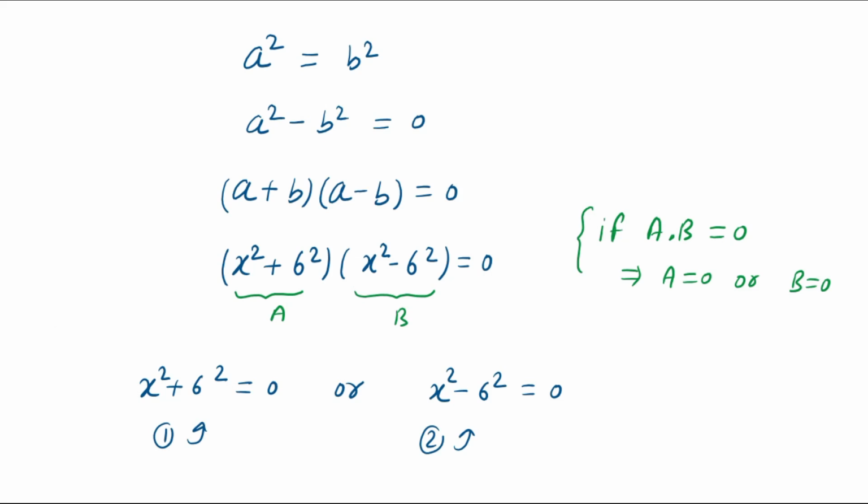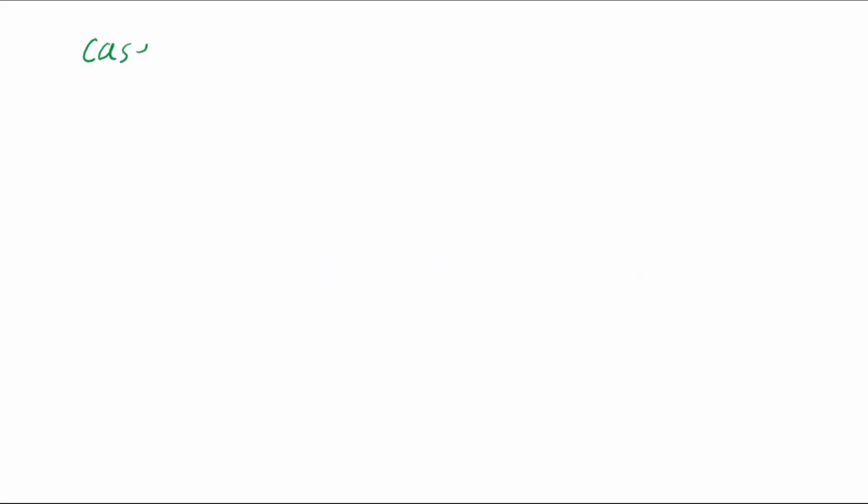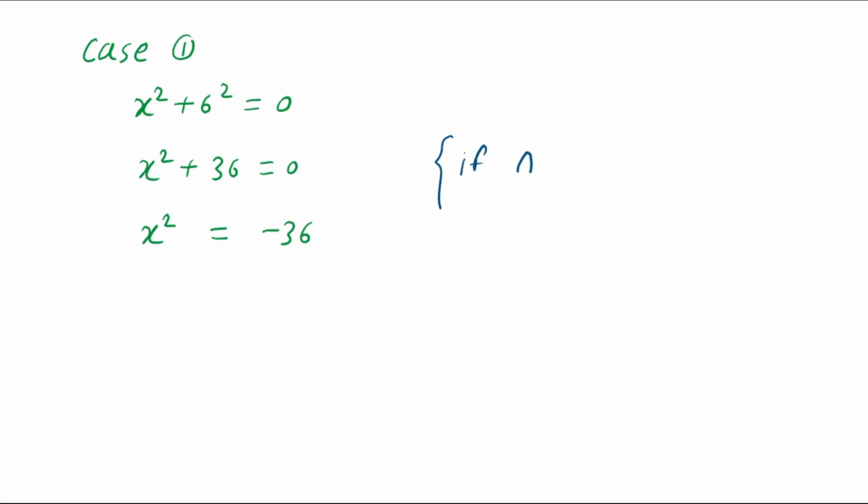So first here we will solve case first. Case first, x square plus 6 square, this is equals to 0. Here x square plus 6 square is 36, and this is equals to 0. Now x square and this 36, if we take right hand side, then this is minus 36. Now here we will apply this rule. If a square is equals to b, this implies a is equals to plus minus square root of b.